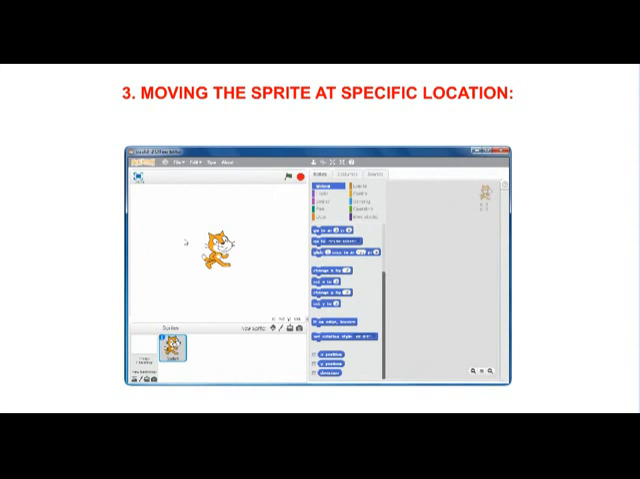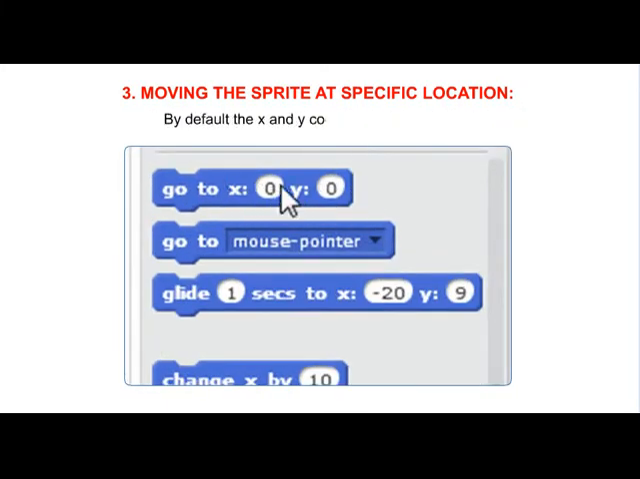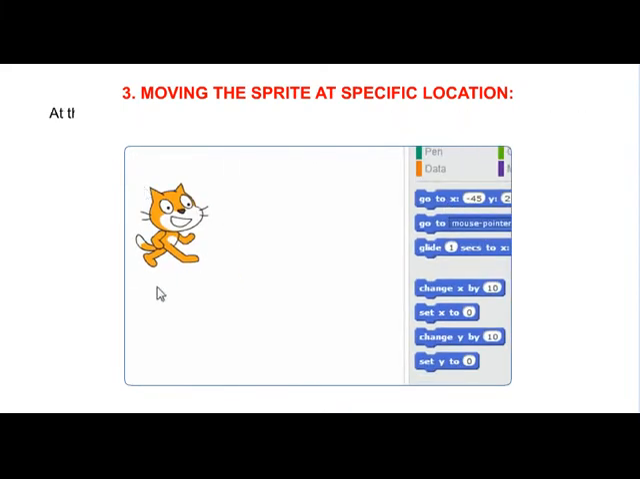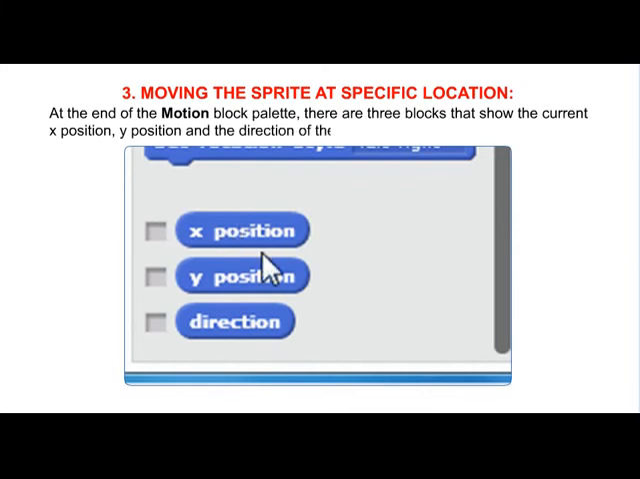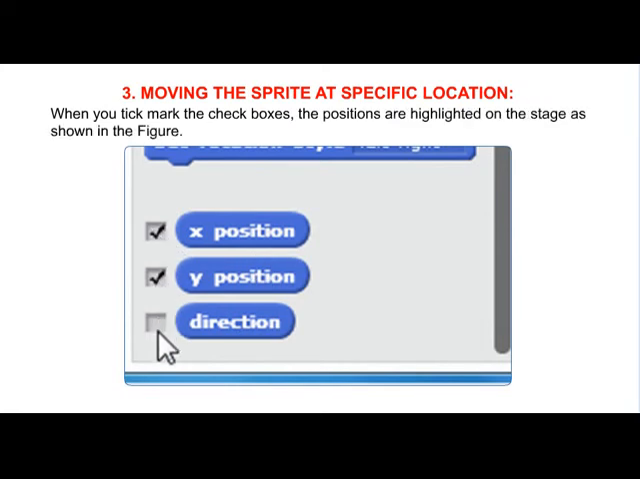Moving the sprite to a specific location. Another method to change the position of the sprite is by changing the value of XY coordinates. By default, the X and Y coordinates are set to 0. You can set the X or Y value to a specific number in order to change the position of the sprite. At the end of the Motion block palette, there are 3 blocks that show the current X position, Y position and the direction of the sprite. When you tick mark the checkboxes, the positions are highlighted on the stage as shown in the figure.